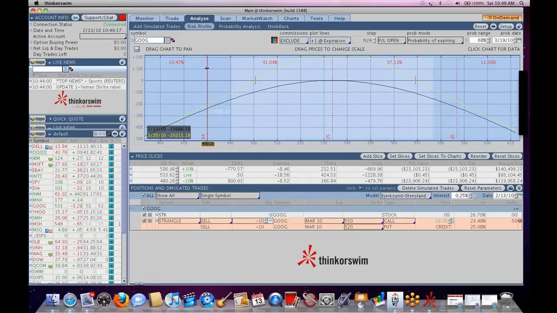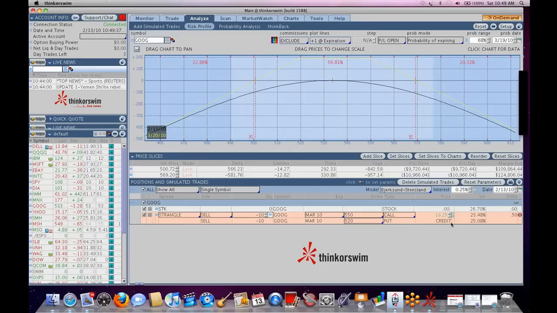41% probability is going to be in between these red lines. 37% here. 11% up above here. That doesn't tell me what I need to know yet. Now I need to go to set slices, to break even, to March expiration, bink, just like that.